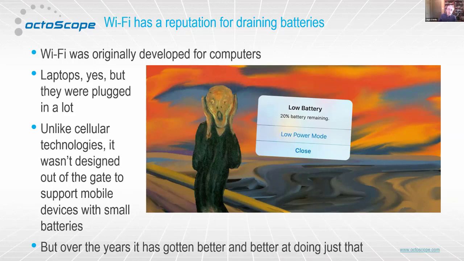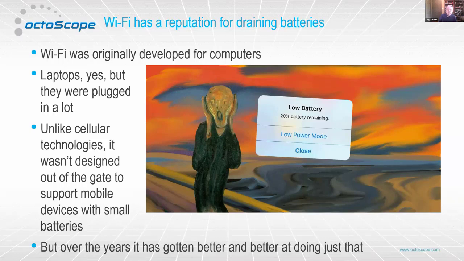It was much worse in the old days. And part of the reason for this is just because of how the technology was designed, right? It was designed as a wireless Ethernet standard, and the idea there was you'd be dealing with laptops, even desktops back in the day. So things that, sure, could be moved around. They were plugged in quite a bit.